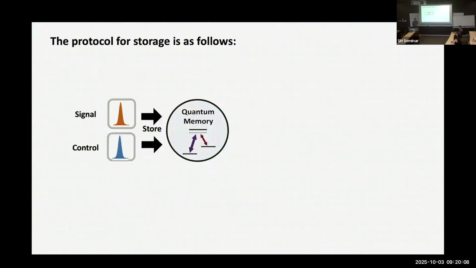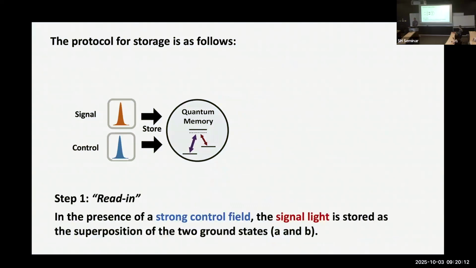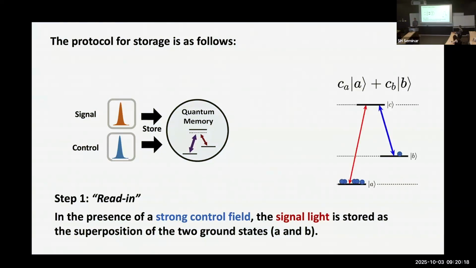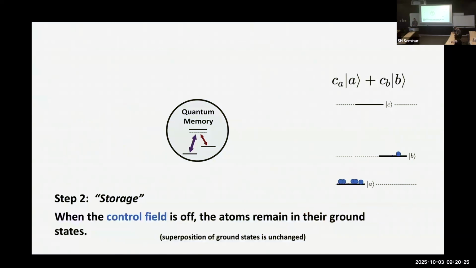the Lambda system. So the protocol for storage is as follows. We send in both of the 2 fields. We send in our single photon and our strong control field at the same time. That prepares us in this special superposition state, which just has a little bit in B. Then both of the 2 fields we turn off. There's no photon, there's no control field. Now it's stuck in the ground state.